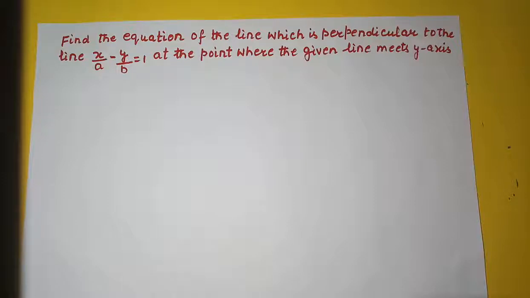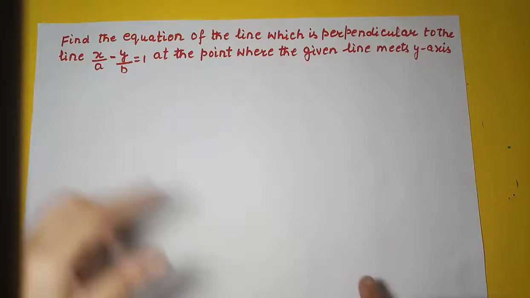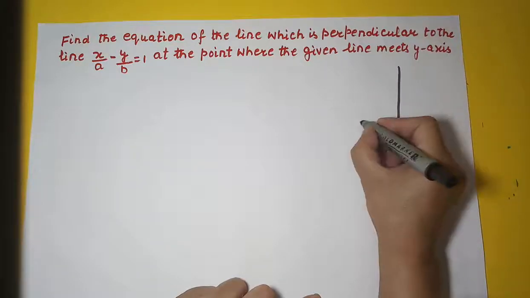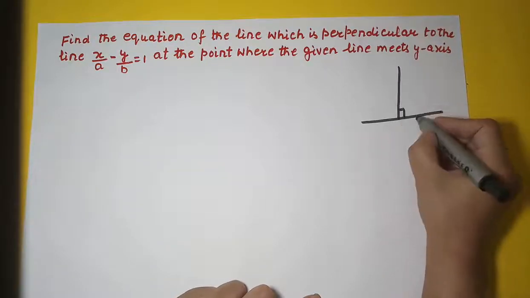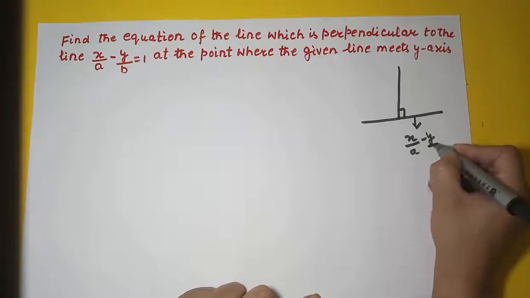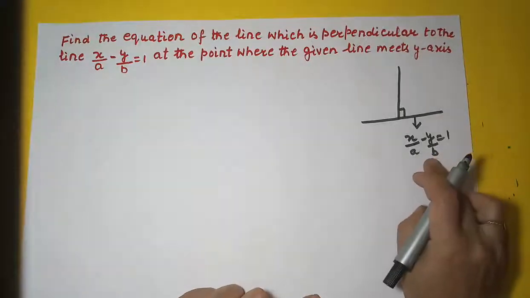We are continuing with the equations of a straight line. Here the question is, find the equation of a line which is perpendicular to this line. Alright. So we have a line of which we have to find the equation, and this line is perpendicular to x by a minus y by b equal to 1. This is our given line.